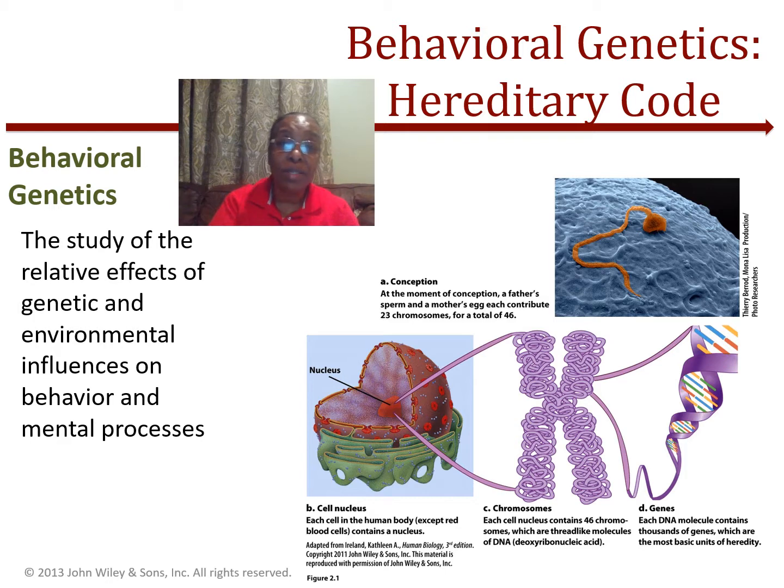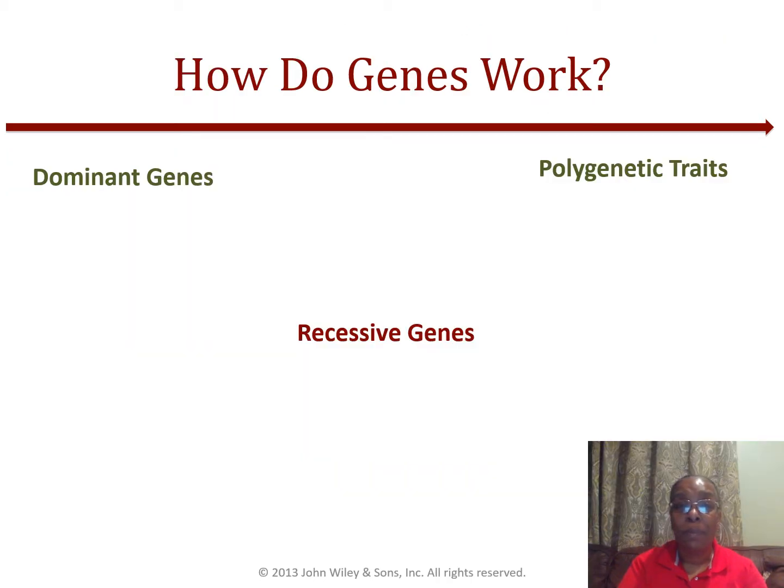For some traits, such as blood type, there's a single pair of genes, one from each parent. This helps to determine what characteristics we will possess. But most traits are determined by a combination of many genes. So how do genes work?